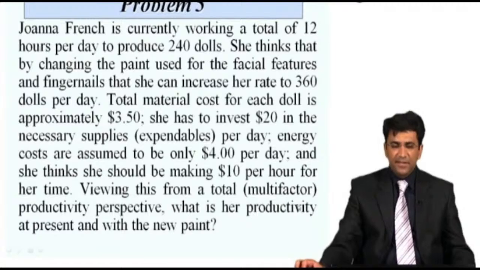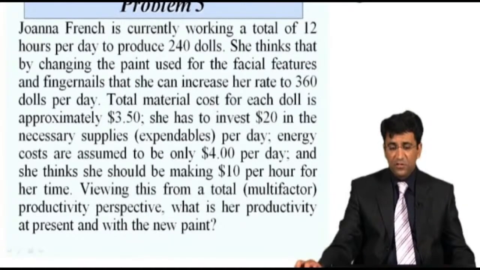Now students, let's discuss another example. Joanna French is currently working a total of 12 hours per day to produce 240 dolls. So again, 240 dolls is our output. She thinks that by changing the paint used for the facial features and fingernails, she can increase her rate to 360 dolls per day.